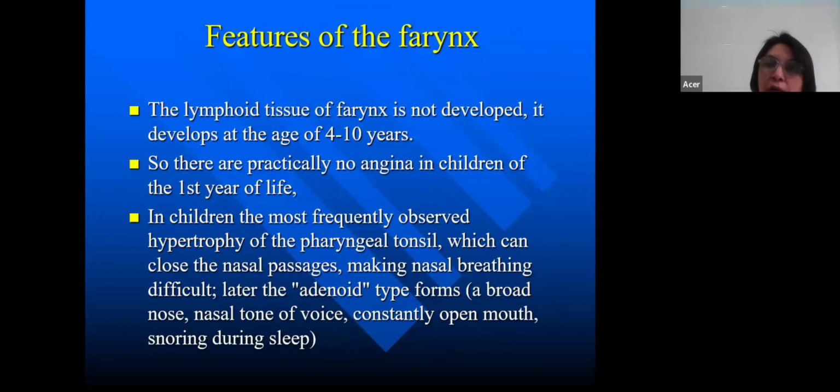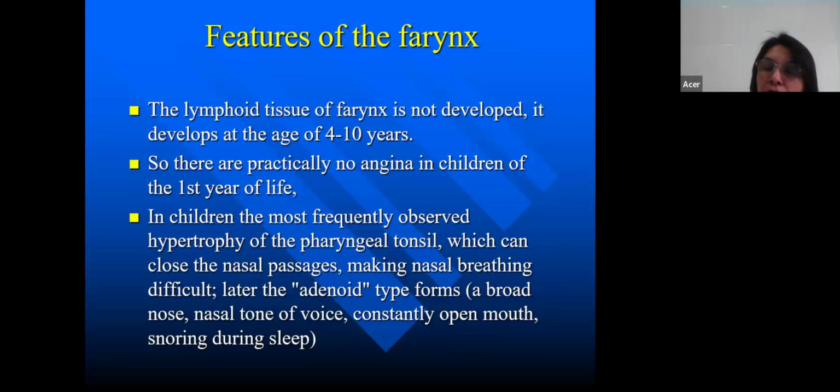Lymphoid tissue of the pharynx is not developed. It develops at 4-10 years old. So there is practically no angina in children during the first year of life. In children, we most frequently observe hypertrophy of the pharyngeal tonsil. We call it adenoids.